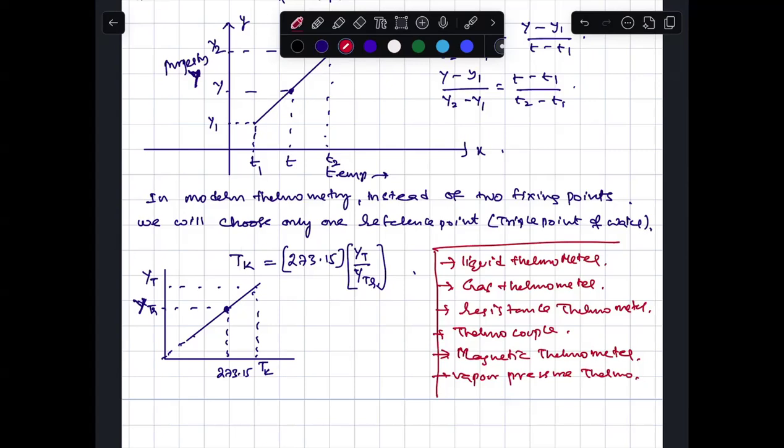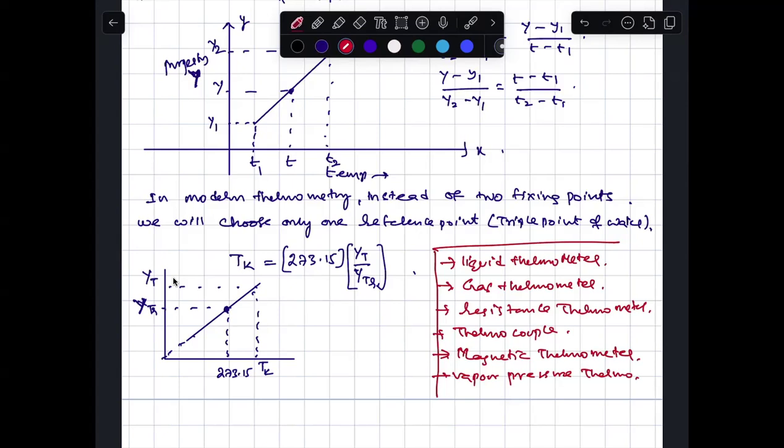See, liquid thermometer is on the basis of thermal expansion of the liquid. Gas thermometer is on the basis of Charles's law, P proportional to T or V proportional to T. Resistance thermometer, on heating the resistance changes, so you will call that a resistance thermometer. Thermocouple is something totally different.